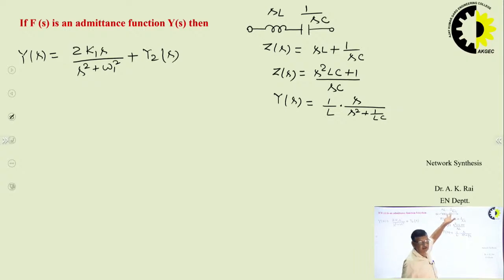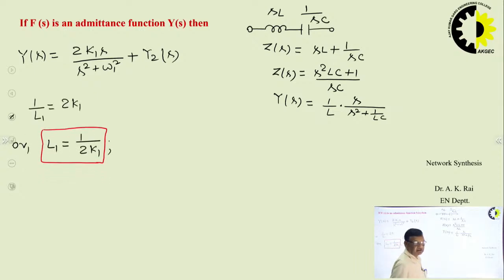Okay, clear? L and C are connected in series. So this is Zs, and then this is Ys, just invert it, we get the admittance. Now compare with these two, 2k1s upon s square plus omega n square. So we can see 1 by L1 is equal to 2k1. By this we can get the value of the inductor, so L1 is 1 by 2k1.